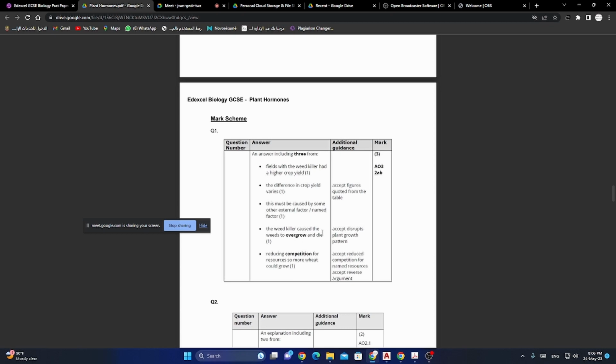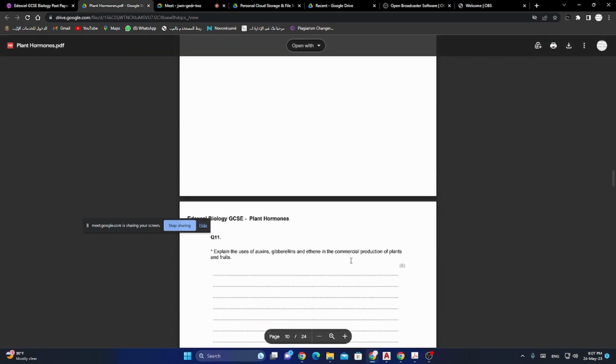So what happens is the plant tries to grow very fast. So it's as if it's eating itself. It doesn't have enough nutrients, it doesn't have enough glucose, it doesn't have enough amino acids in order to sustain that growth. So it causes the weeds to just overgrow and die. Okay.